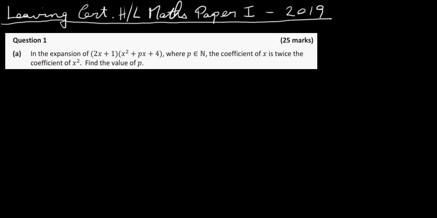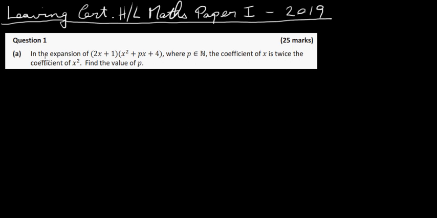Okay, so in this video I'm going to have a look at the Leaving Certificate Higher Level Maths Paper 1 for 2019, and I'm going to have a look at question 1. So this is the first part of the question here. It's an algebra question. So it says, in the expansion of 2x plus 1 times x squared plus px plus 4, where p is a natural number, the coefficient of x is twice the coefficient of x squared. So you've got to find p.